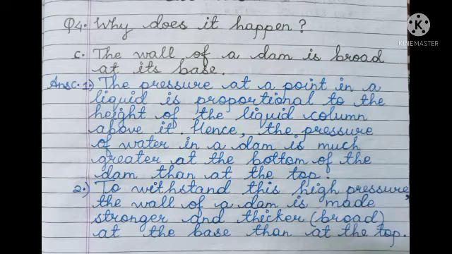So, students, the pressure of water in a dam is greater at the bottom of the dam. So, for the higher pressure, the wall of the dam is made stronger. Where there is higher pressure of water, at that place the wall of a dam is made stronger and thicker, that is, it is made broad. For what reason? To withstand this higher pressure, to face this higher pressure. So, the wall of a dam is broad at its base.